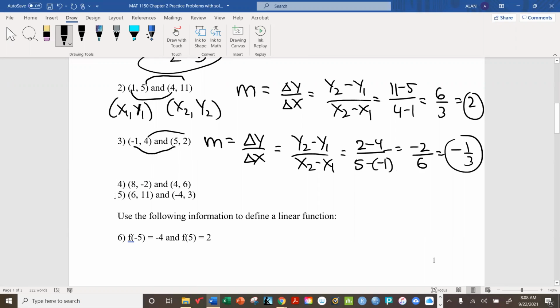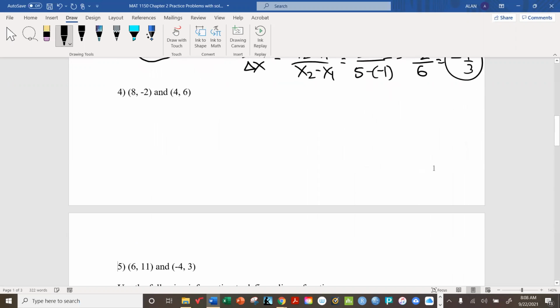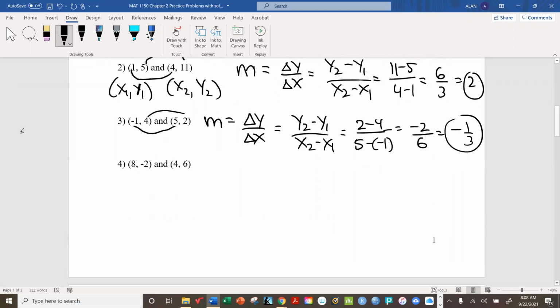All right, 2 more. Once you get the hang of this, they're all pretty much the same thing. Now, of course, you have to be careful. The only thing we don't want to see is division by 0. If the x's are the same, then the slope is undefined, but we don't have that case here. But if it did pop up, just be aware that if the x's aren't changing, that means the slope is undefined, because you basically have a vertical line.